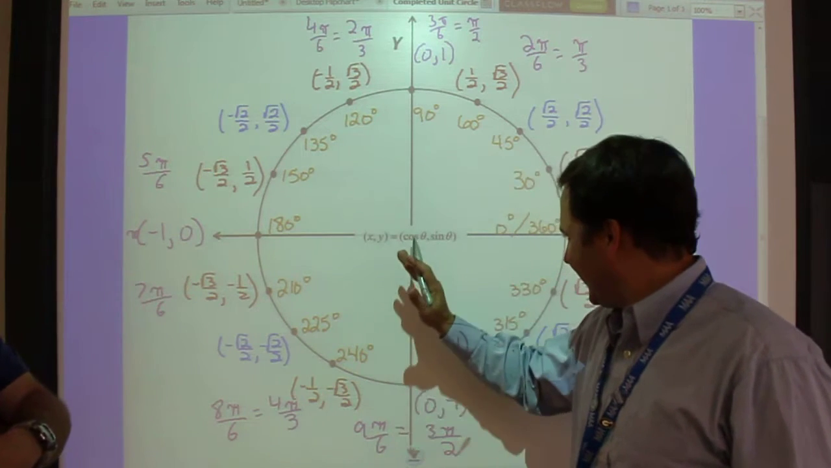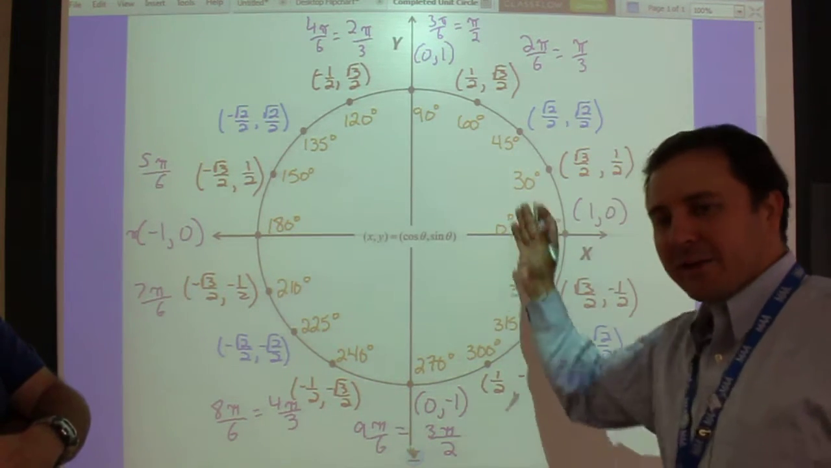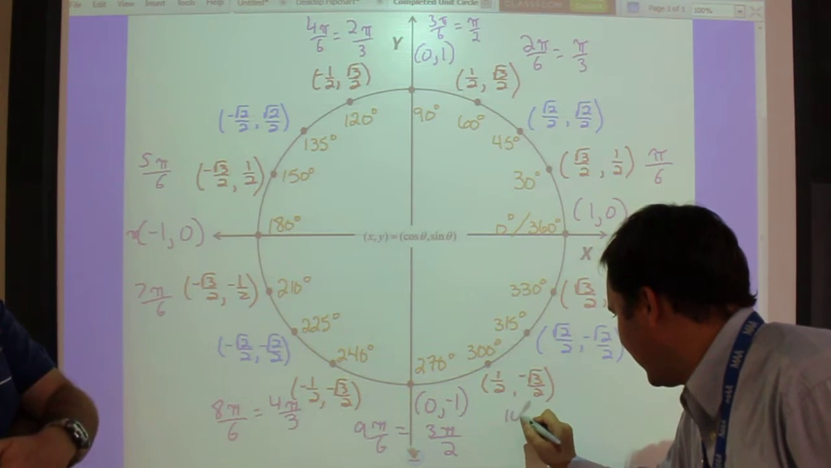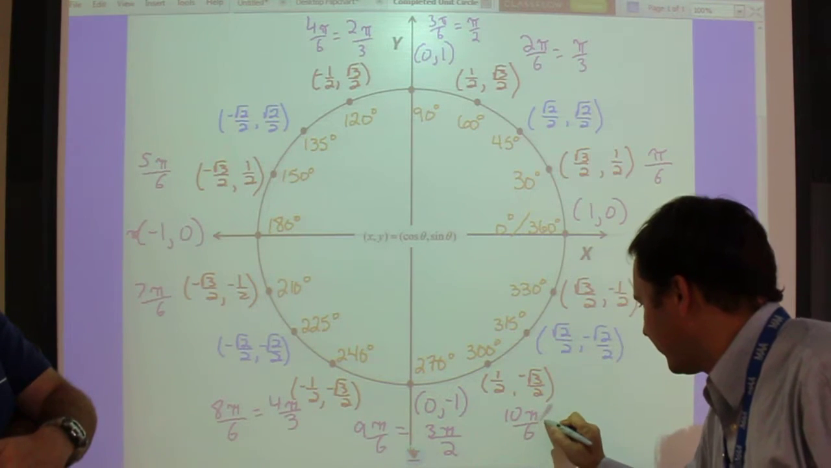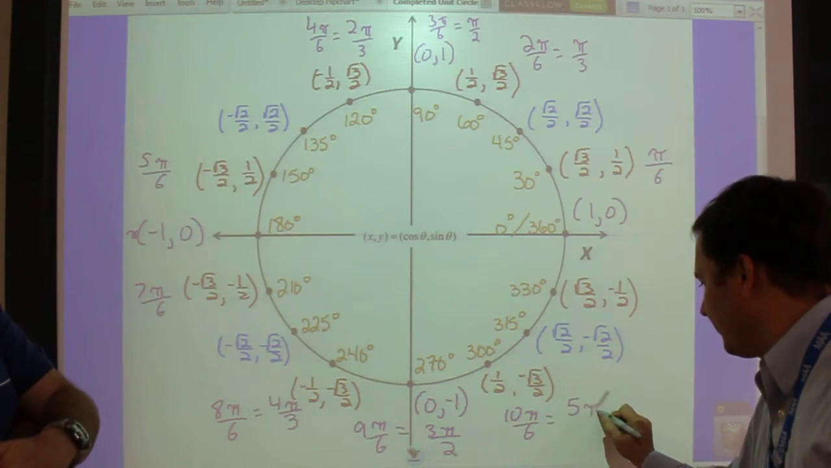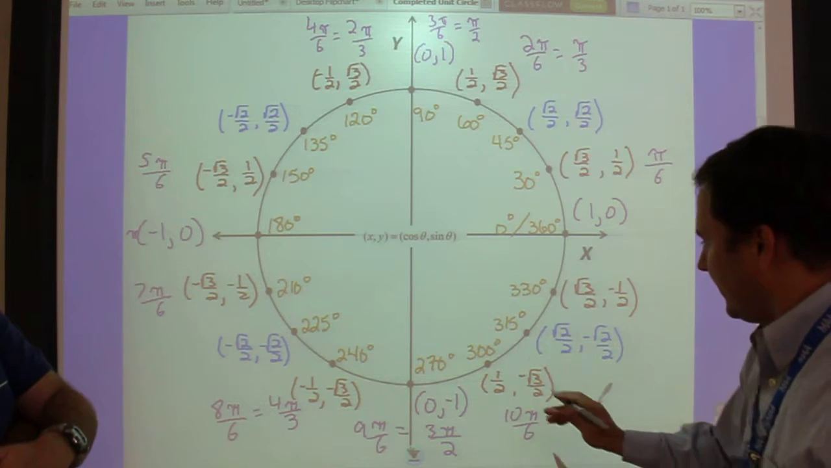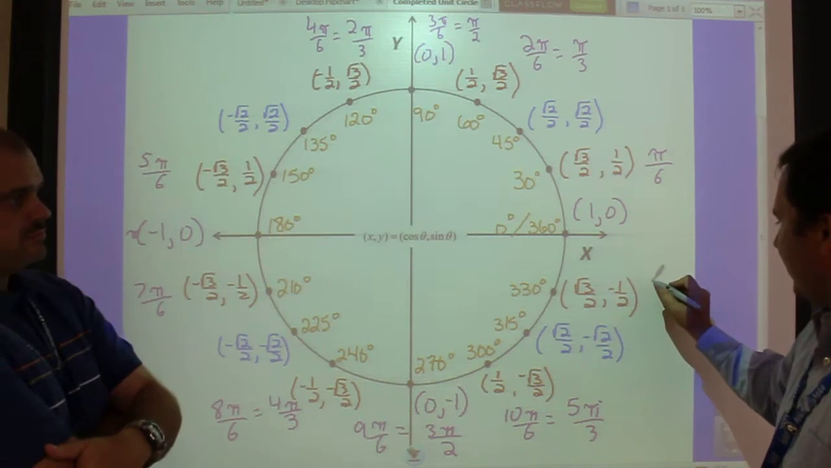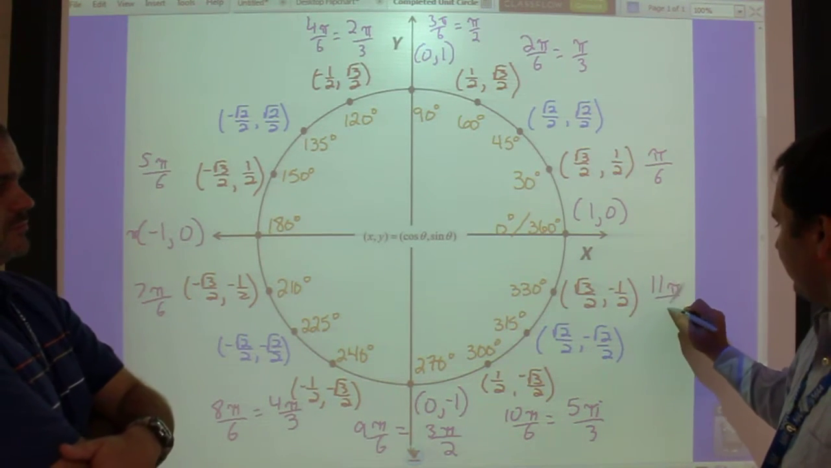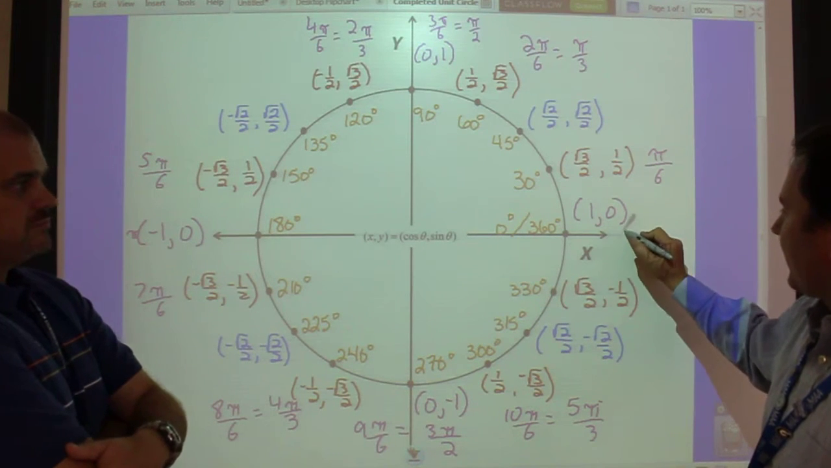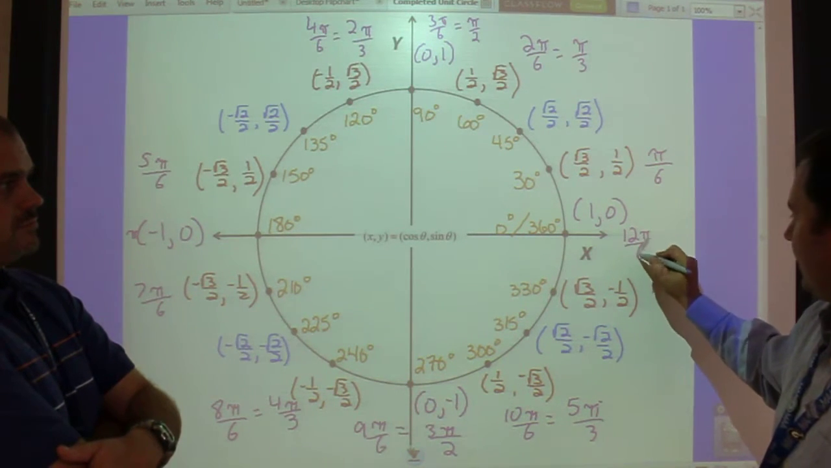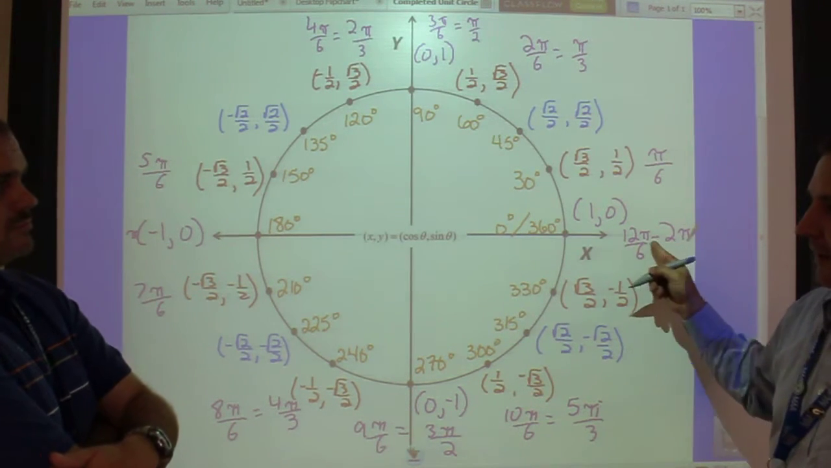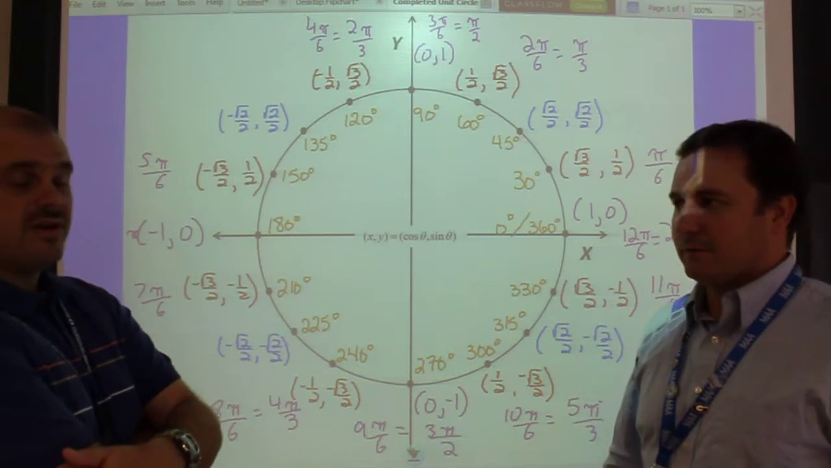9 pi over 6, 10 pi over 6, and I'm just counting around. Anyone can count by sixths. And 10 pi over 6 reduces to 5 pi over 3. 9 pi over 6, 10 pi over 6, 11 pi over 6. And one more gives us 12 pi over 6, and 6 will go into 12 exactly 2 times, giving us 2 pi, or one full rotation. That's correct. Very good, Mr. Simmons.